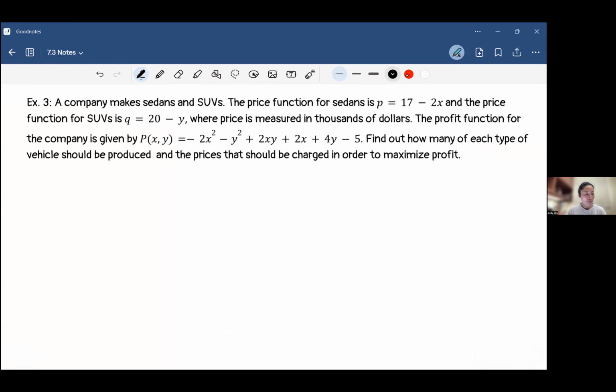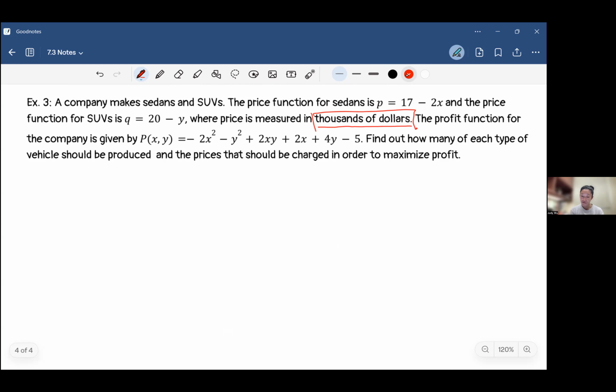So a company makes sedans and SUVs. The price function for sedans is P equals 17 minus 2x, and the price function for SUVs is Q equals 20 minus y, where the price is measured in thousands of dollars. Okay, meaning if you get 5 for P, that's really $5,000. Or if you get 2 for Q, that's really $2,000, not $2.